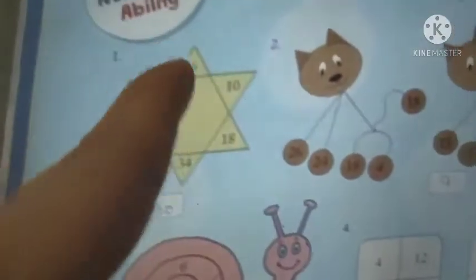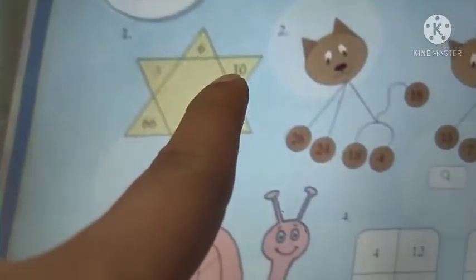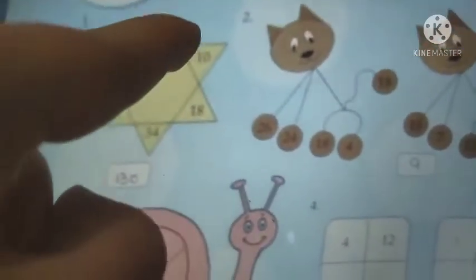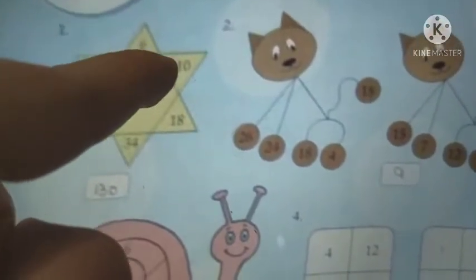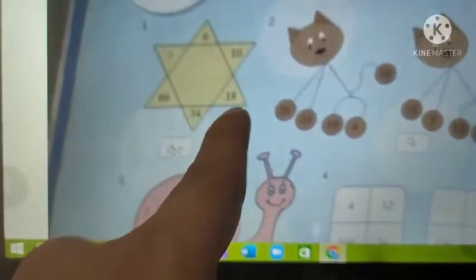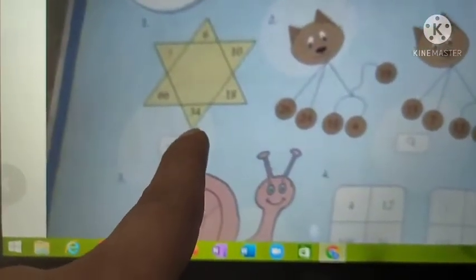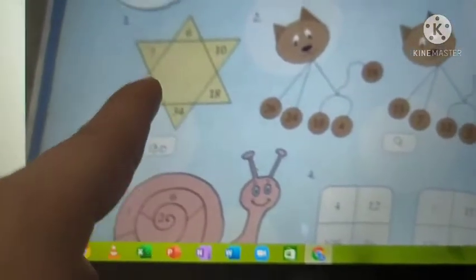What is the difference between these two? 6 and 10, 4 is the difference. Add 6 plus 4, the answer you will get is 10. Then from 10 to 18, what is the difference? 8 difference. 10 plus 8 is equal to 18. And then what is the difference between 18 and 34? Actually it is 16 difference. If you add 16 with this 18, you will get 34.